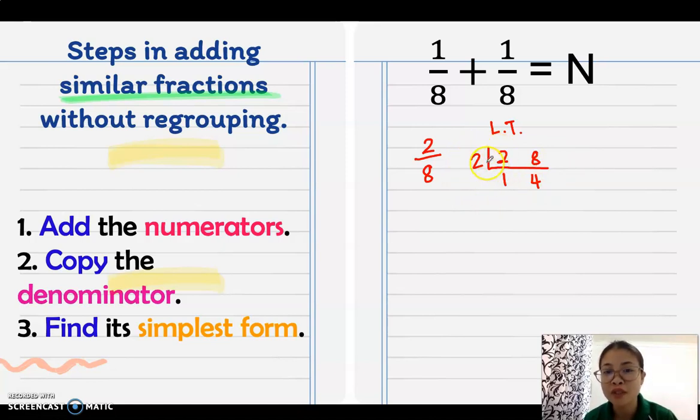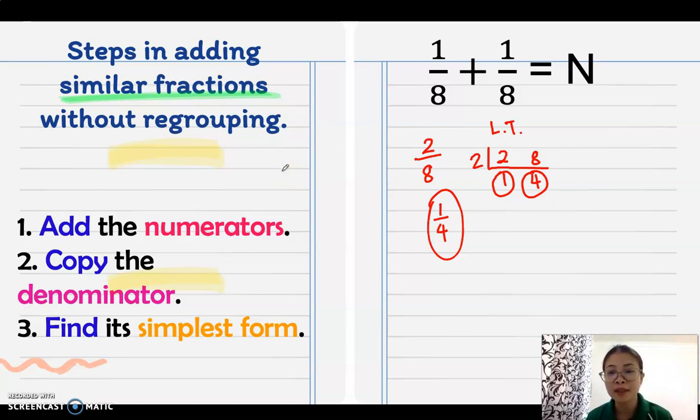For the lowest term, there is no common factor between 1 and 4, therefore the lowest term is 1 for the numerator and 4 for the denominator. Therefore, the answer in lowest terms is 1/4. So, the answer for how much part of the cake will be given to her friends is 1/4 of the whole cake.